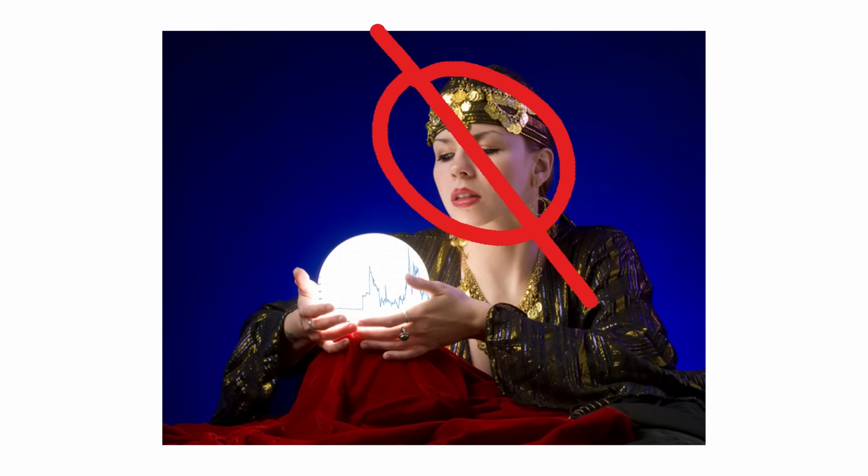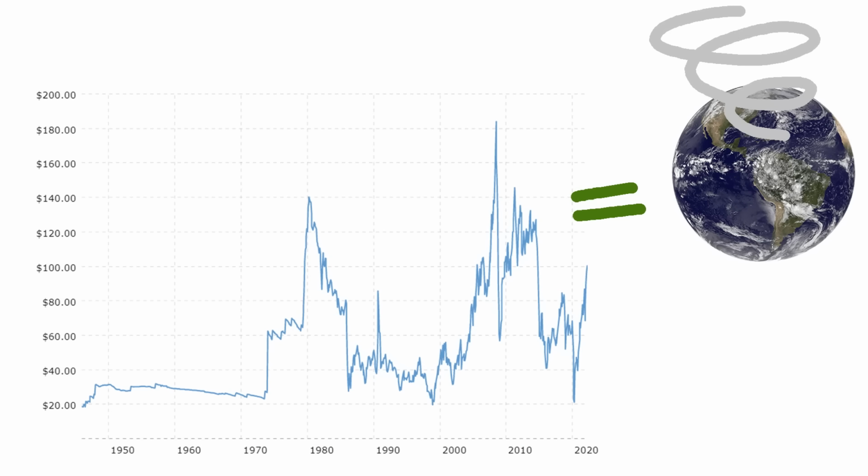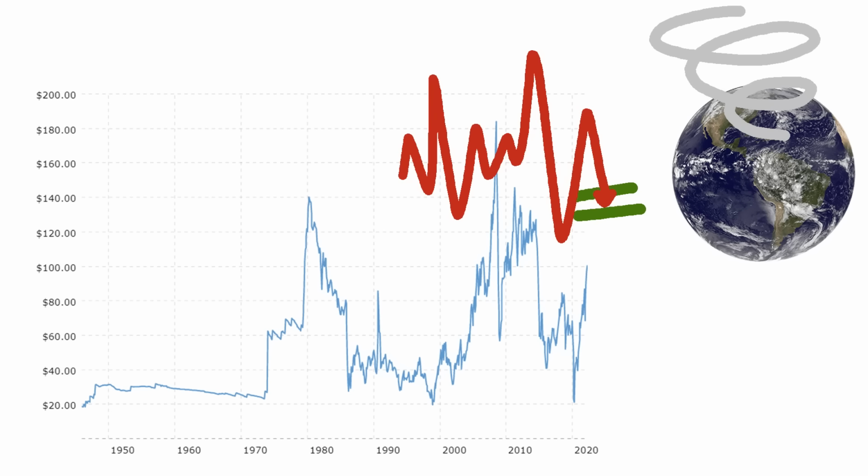Well, no, it can't. But what if I told you this graph could predict how chaotic the Earth is in that time just through its bumpiness or its volatility? That would be an extremely powerful tool, and on the surface level, it makes sense.